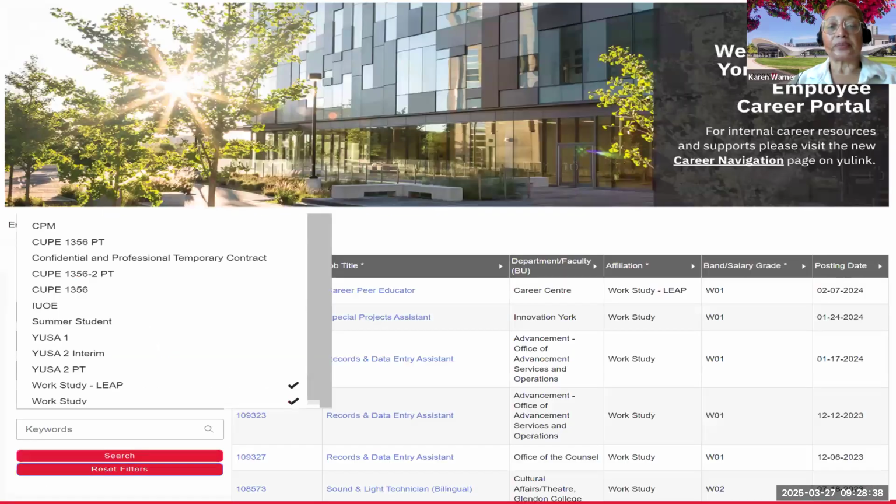Next slide. So this is just a sample of what you would be looking at on the employment career portal. So again, on the left-hand side, they'll have a navigation system where you can select work study or LEAP, and then it'll give you the full list of jobs. If you click on them, you'll get all the details about what the job entails and what the instructions are for how you can apply directly for that position. Next.